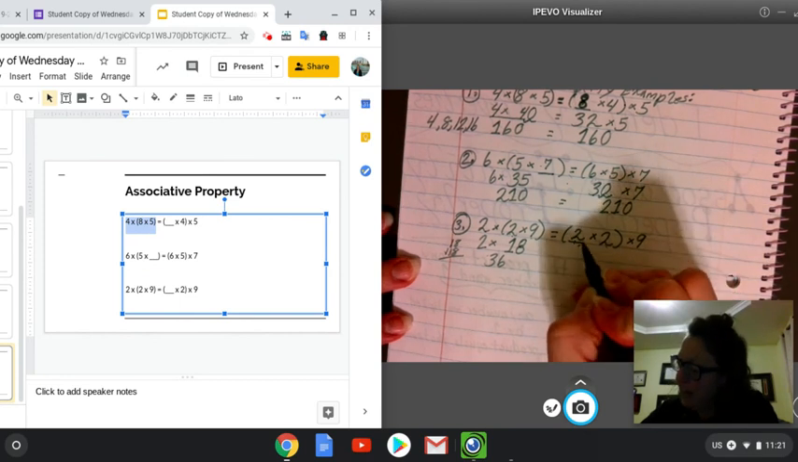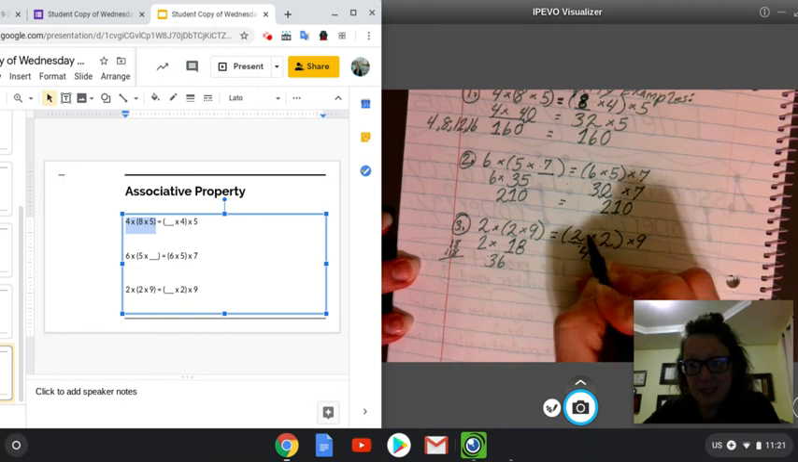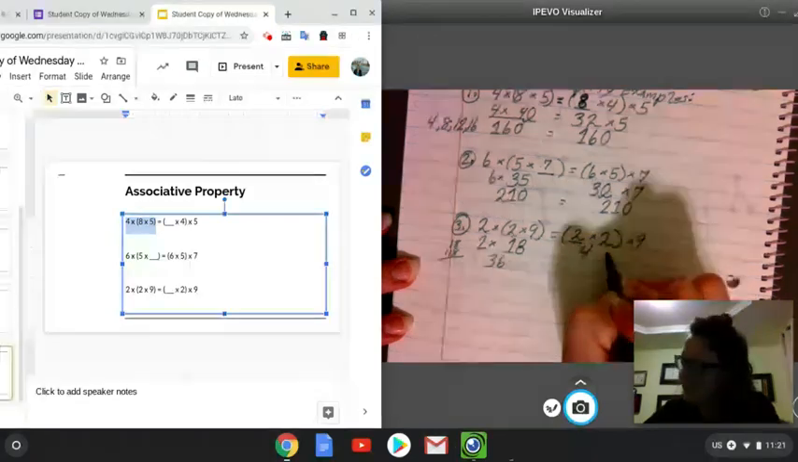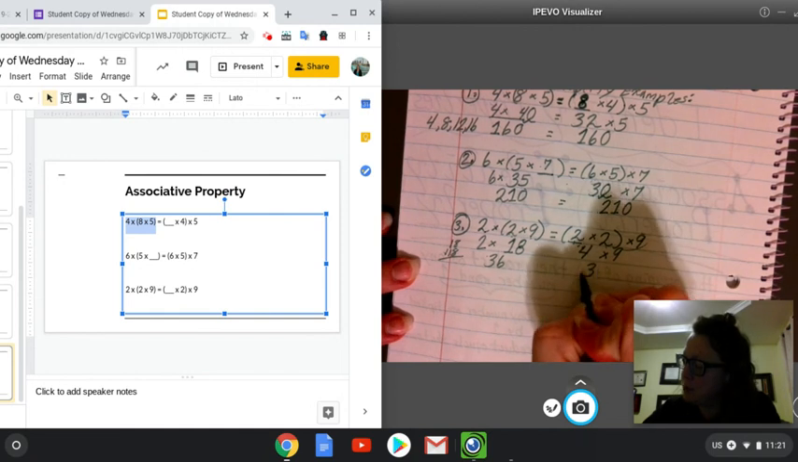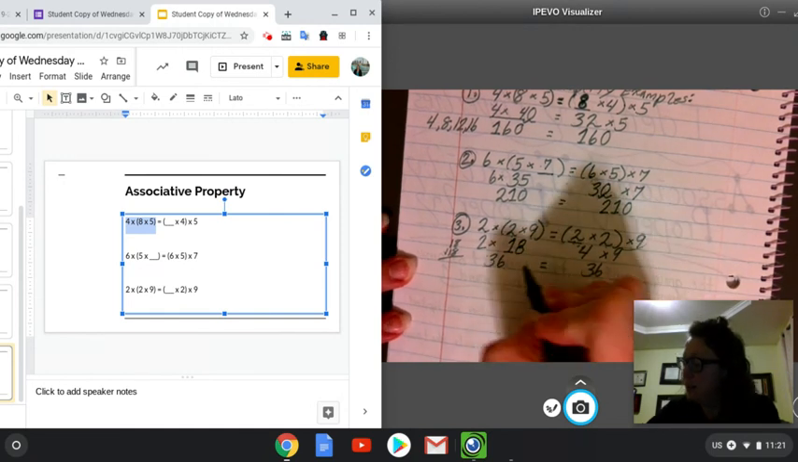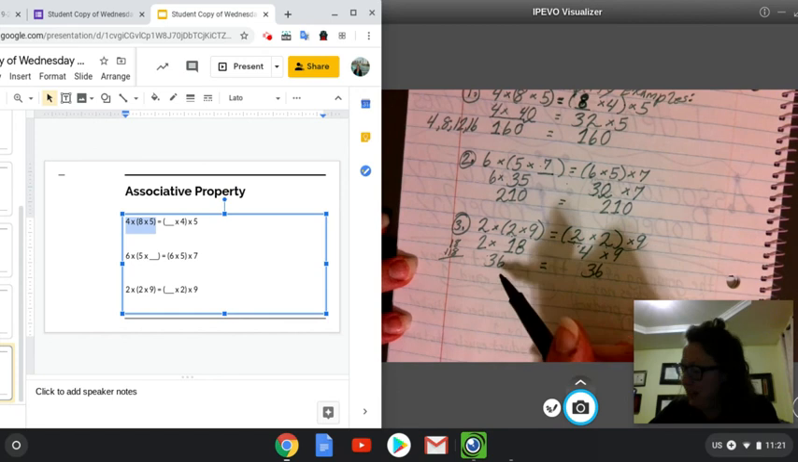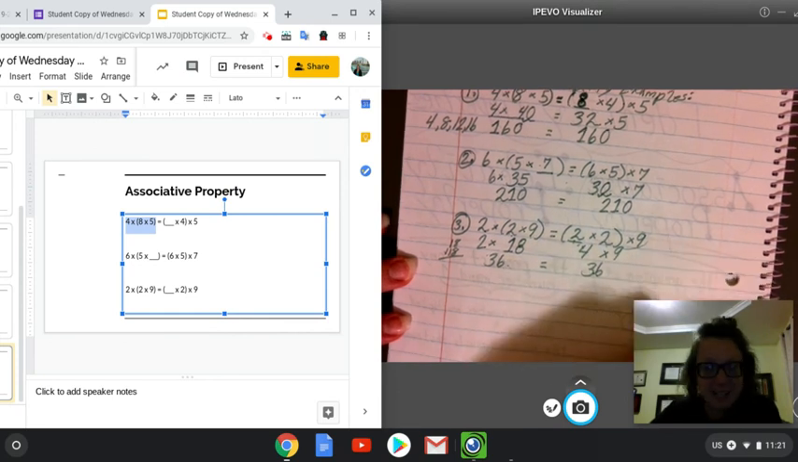Over here, I know 2 times 2 equals 4, because that's in the parentheses. I solve it. Bring down my times 9. 4 times 9 equals 36. So they equal the same. They have the same value. The left side is the same value as the right side.